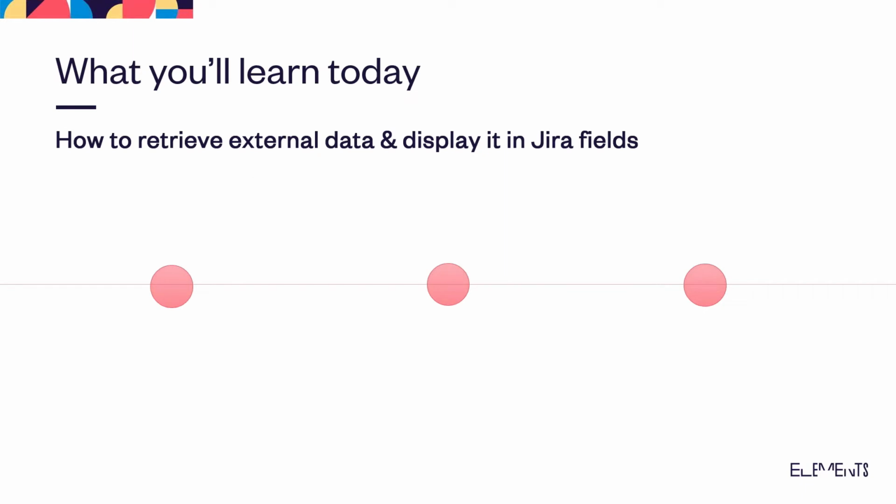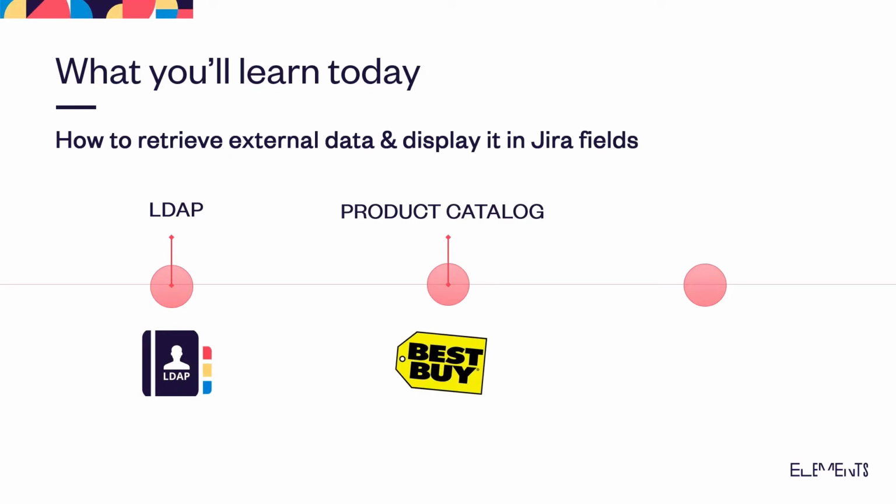Today I'm going to walk you through 3 examples quickly on how you can use these Connect custom fields in your organization. We will see firstly how to get employee details from an LDAP. We will also look up product details from Best Buy. And finally, we will see how we can integrate with another app named Profields to help delegate some Jira administration to project admins.